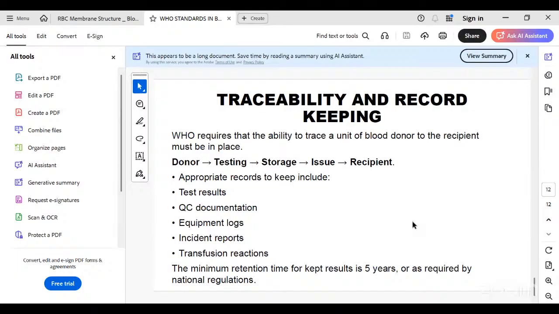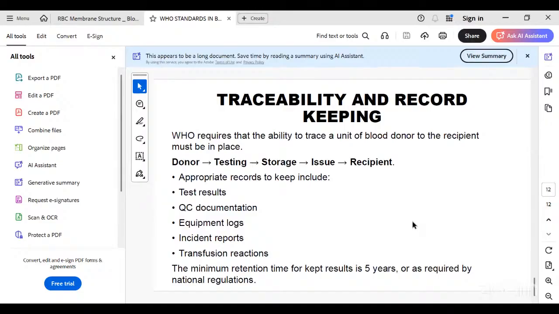So you should be able to trace a unit of blood according to WHO, the record keeping and traceability. It is very essential for us to be able to trace a unit of blood from when the donor drops it till when it is received or discarded, depending on what happened after donation, whether it is positive for TTI or expired or what have you. From the beginning to end, the blood should be traceable.